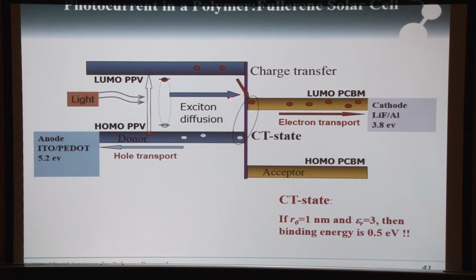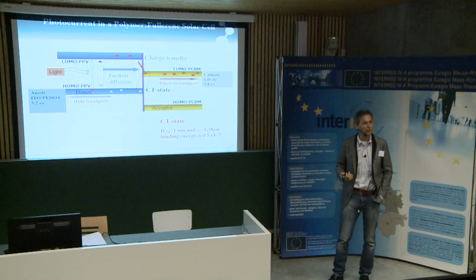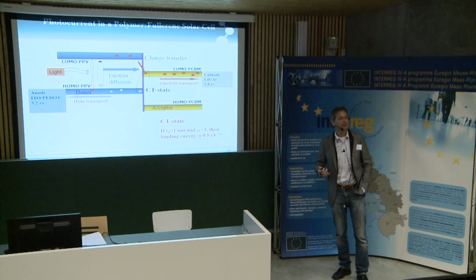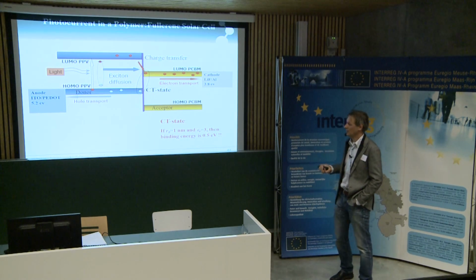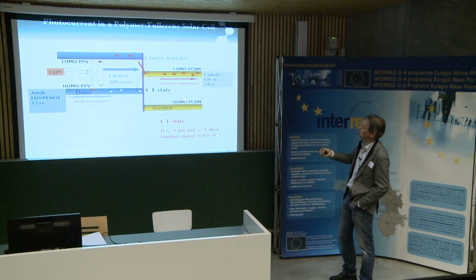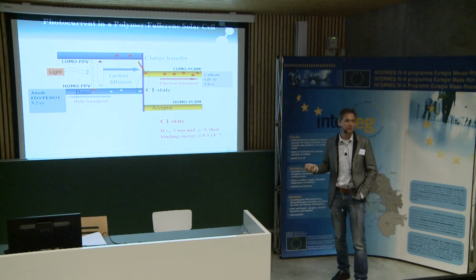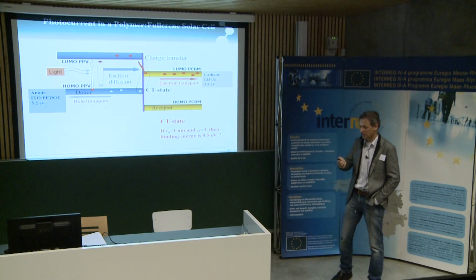Because if you do a simple calculation, when the electron and hole are separated by 1 nanometer, you have to overcome a binding energy of half a volt. But people still disagree about how this process exactly works. In many cases, the dissociation is more efficient than what you would expect on the basis of this barrier.